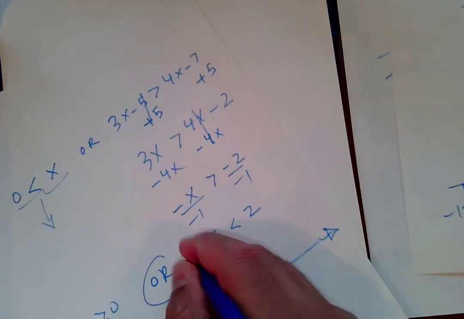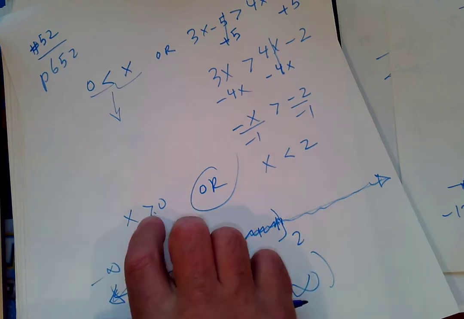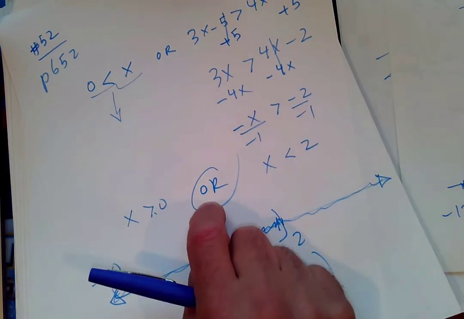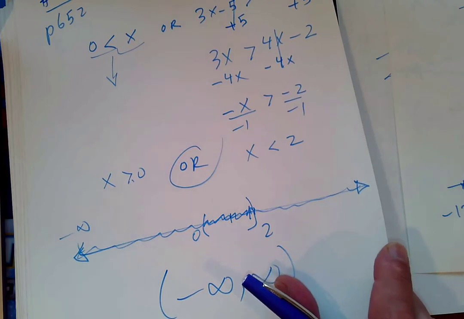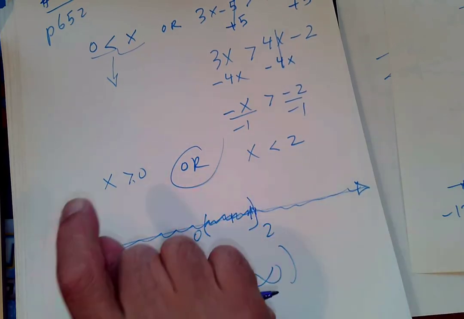See, when you have OR, you have to include everything, whether it's in this or in that. If it's an AND, you have to include where they overlap. So AND means where they overlap, OR means everything in both of these.